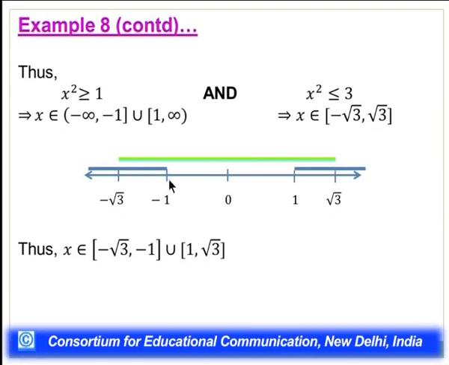And you can see here that the intersection of these two solutions lies between minus root 3 to minus 1 or between 1 to root 3. So our solution for this inequality would be x that belongs to the interval minus root 3 to minus 1 union 1 to root 3.